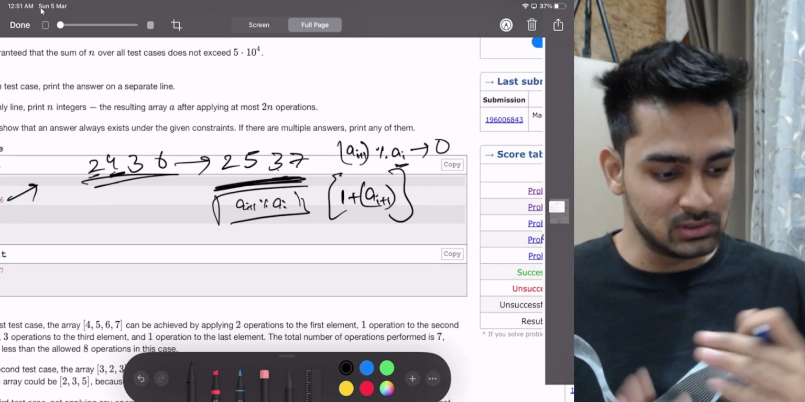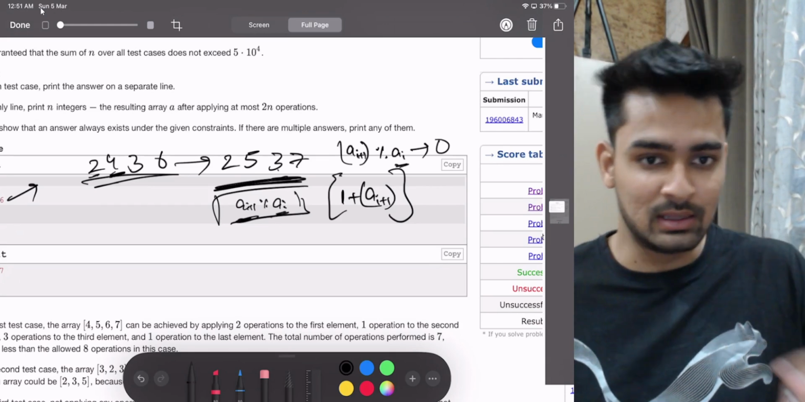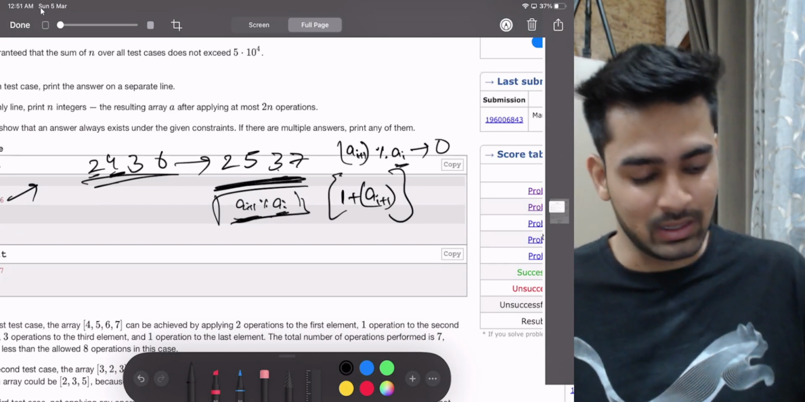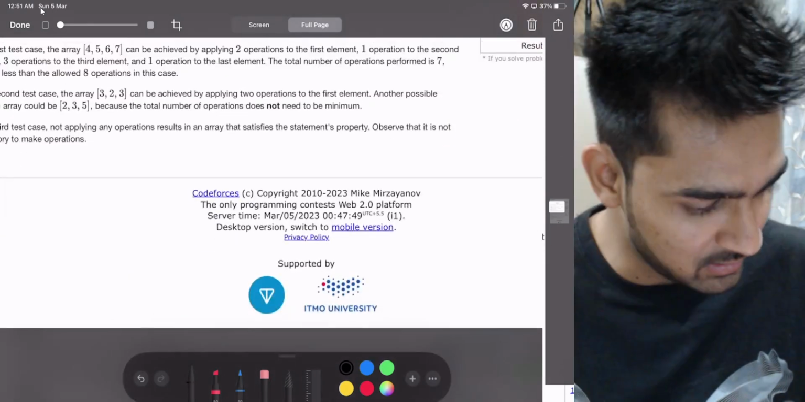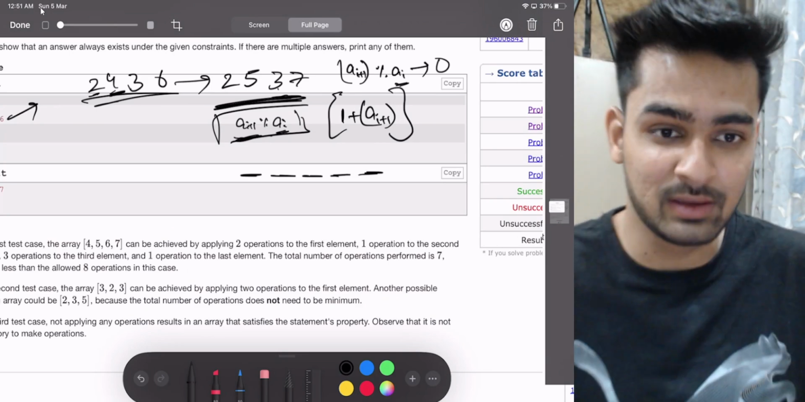The next thing that we have to do is see if ai plus 1 when divided by ai gives something that is not 0. If it is 0, then just add 1 to ai plus 1. That's it. Now, why this works is because let's say we had some array of 5 elements.